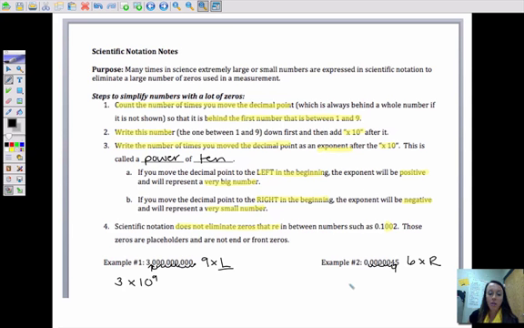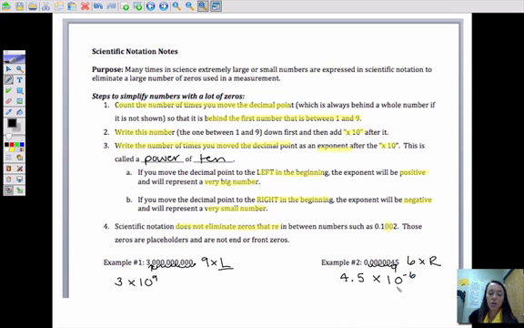Now I'm going to write the number, the one between 1 and 9, which is 4.5, and I'm going to add times 10 after it. Now I moved it to the right 6 times. So if it's to the right, it's going to be negative, and I moved it 6 times. So using scientific notation, we changed 0.000045 to 4.5 times 10 to the negative 6.